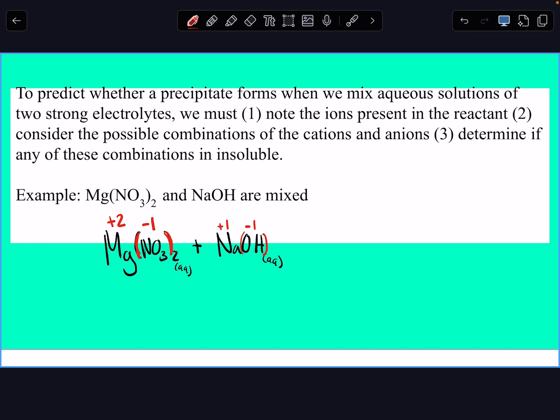Okay, step 2, I'm going to change colors, is trade partners and write the new products. So a double replacement is a little bit of a do-si-do of I'm going to trade who I'm dancing with. So magnesium is positively charged, so it's going to find the negative in the other molecule. And then same thing, this positive will connect with this negative.